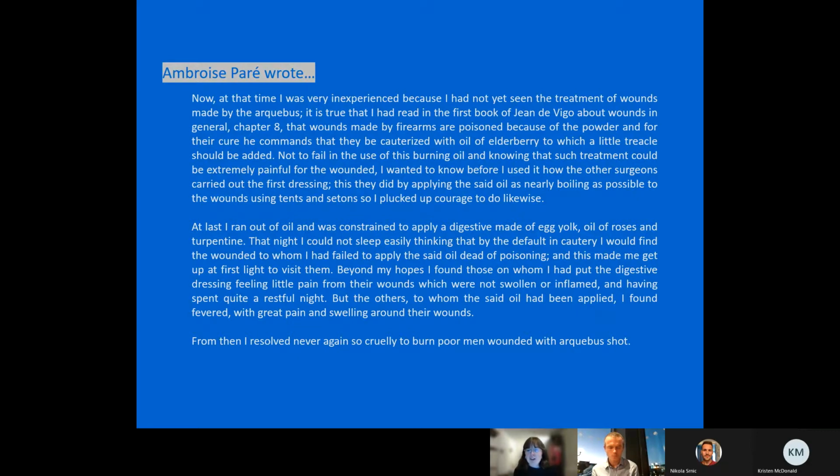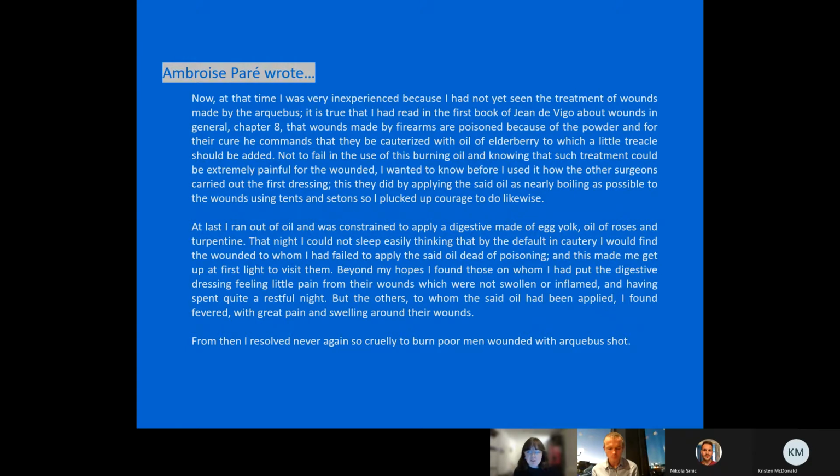At last I ran out of oil and was constrained to apply a digestive made of egg yolk, oil of roses and turpentine. That night I could not sleep easily, thinking that by the default in cautery I would find the wounded to whom I failed to apply the said oil dead of poisoning, and this made me get up at first light to visit them.